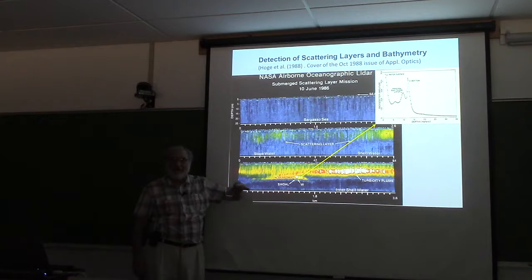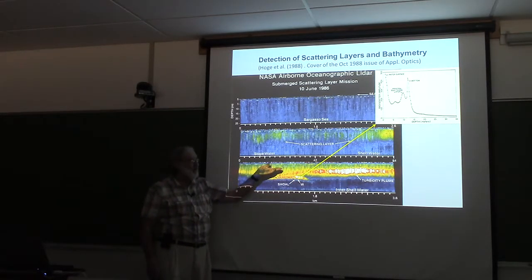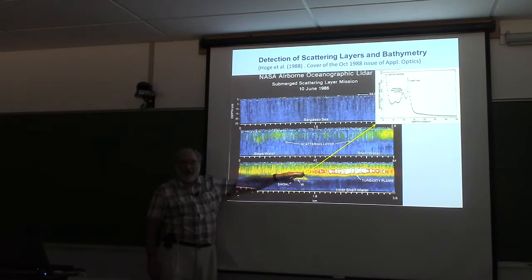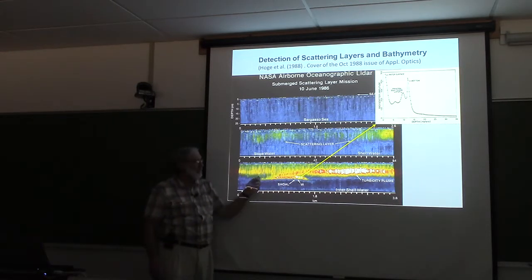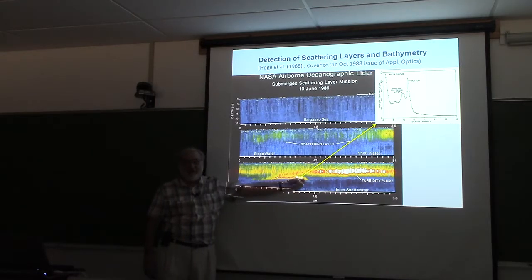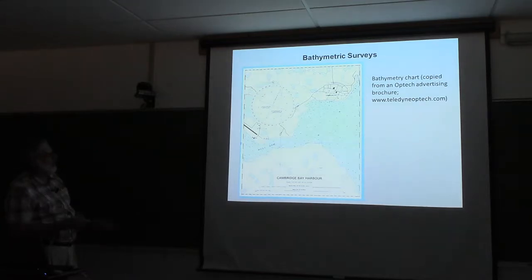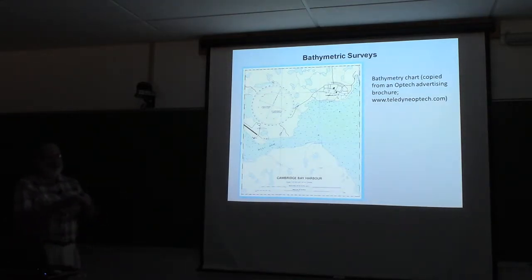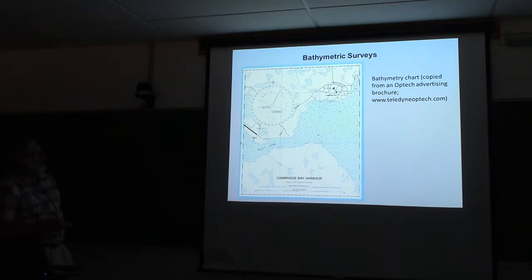Then the reason the NASA boys wanted me to throw in a little bit about this stuff is that this is becoming a hot topic: putting LIDARs on satellites to look at scattering layers in the ocean. So that's what it's all about. Okay, here's just an example of a nautical chart. You can go home, get your credit card out, buy a bathymetric LIDAR system, and go fly around in your airplane and make nautical charts.